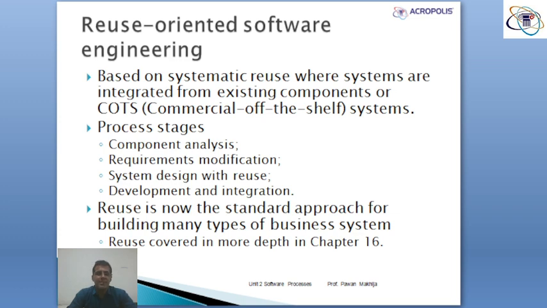Once we are done with the system design, we go to the next phase, that is the development or implementation of the product. Finally, once we are done with all the modules and components, we integrate all the modules and make the system as a whole. So it is quite a prominent approach, that reuse is the new standard approach for building many types of business systems, as the rational unified process is much more focused on the business perspective, right?